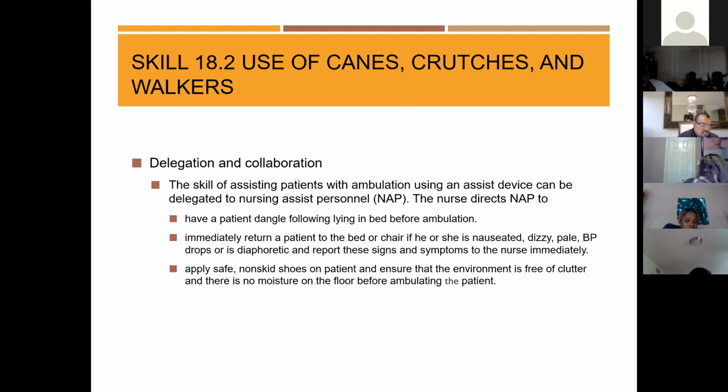All right. If your patient is ambulating for the first time, then you as the nurse are the one who should be performing this initial assessment with them. This should not be delegated out. All right. But if your patient's been on crutches for the last day or two and they want to get out of bed, then you can absolutely delegate that task to your nursing assistant. Okay.